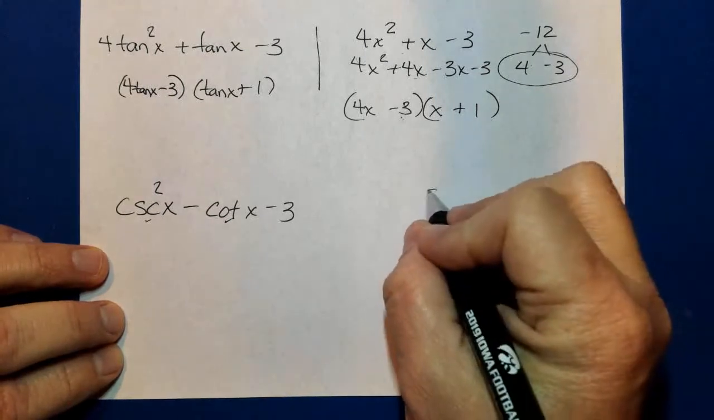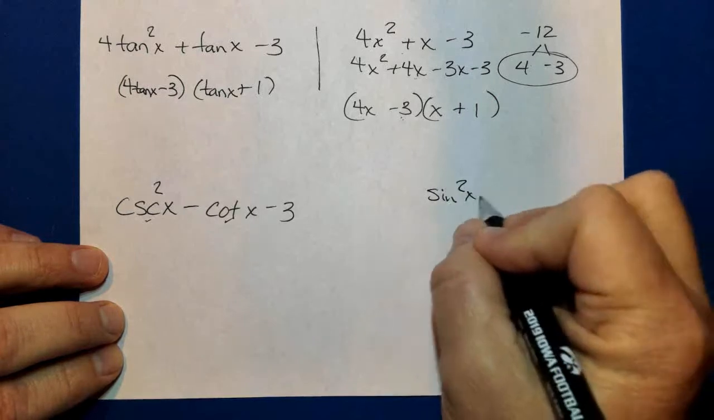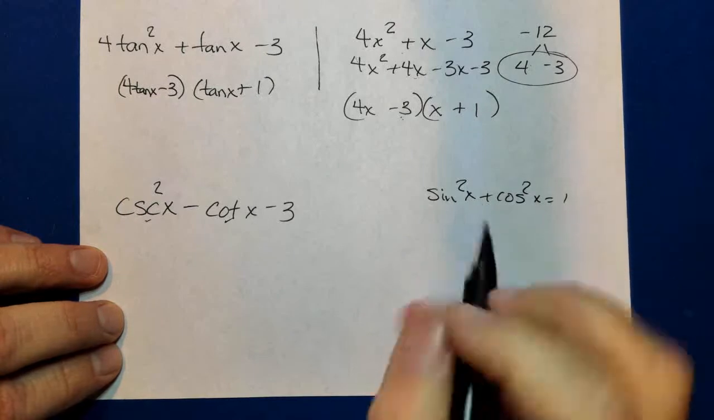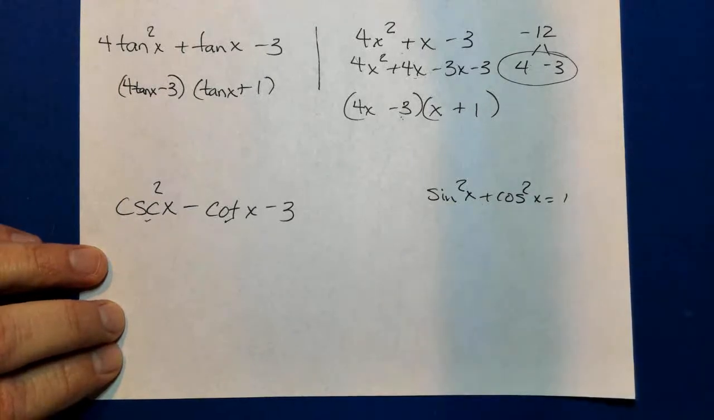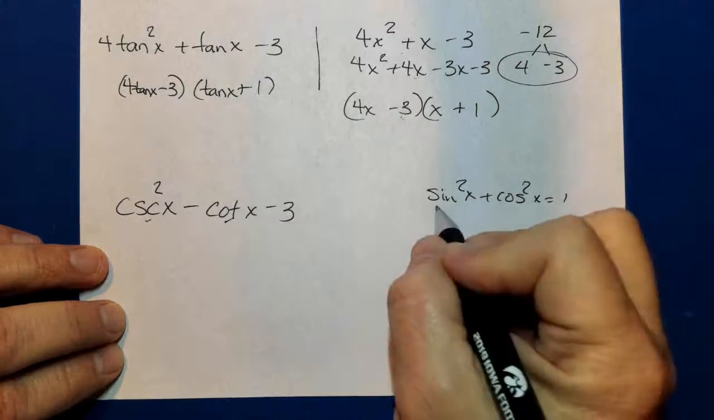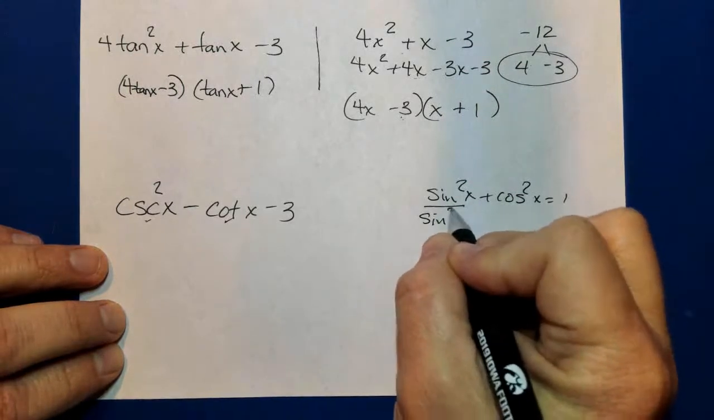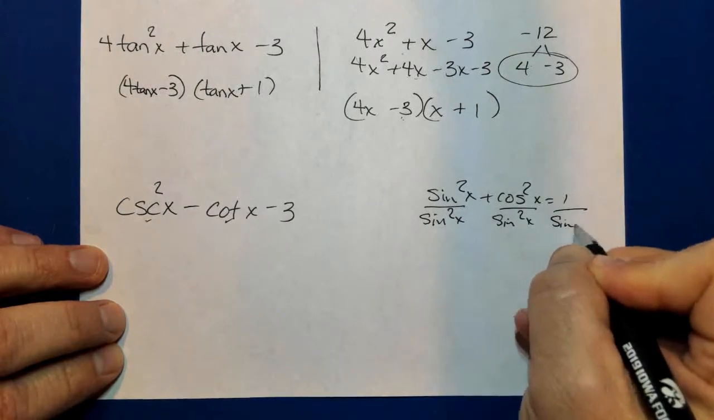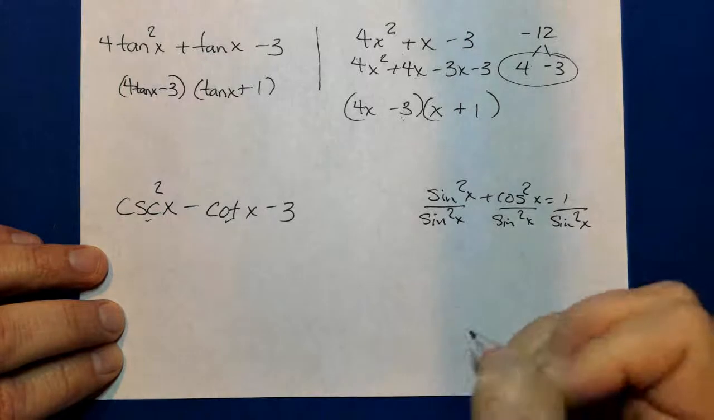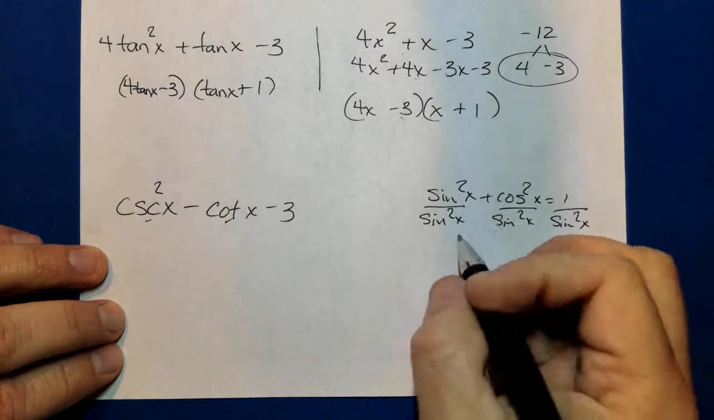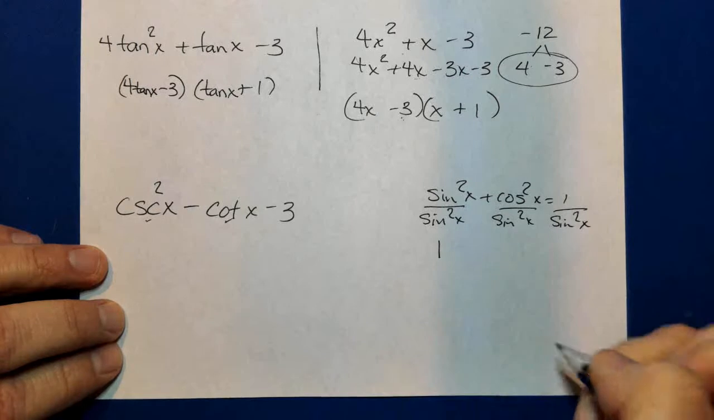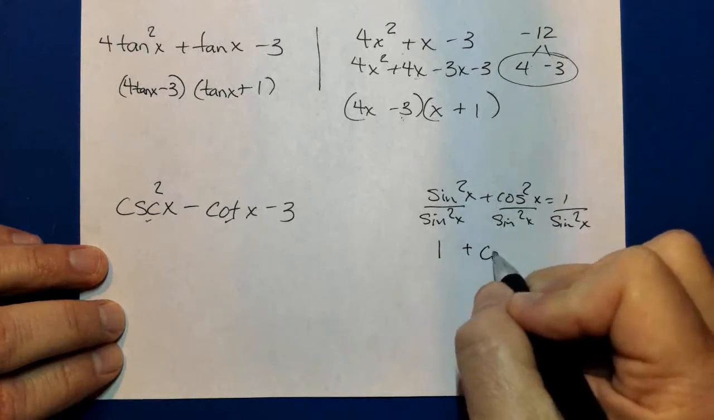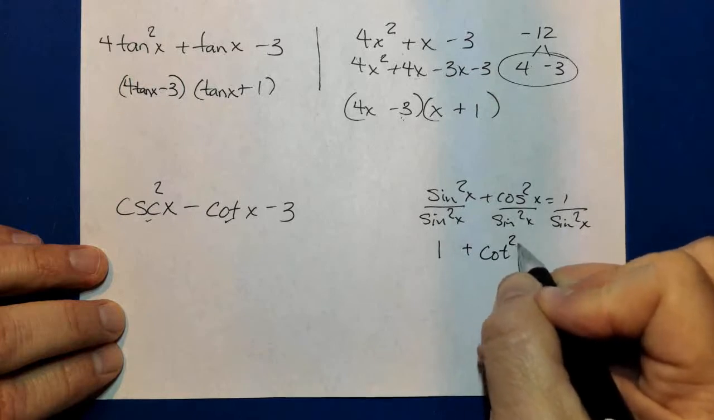So the Pythagorean identity we have is sine squared x plus cosine squared x equals 1. Mathematicians are genius. It took someone dividing everything by sine squared x to develop a new Pythagorean identity. Sine squared divided by sine squared is 1.